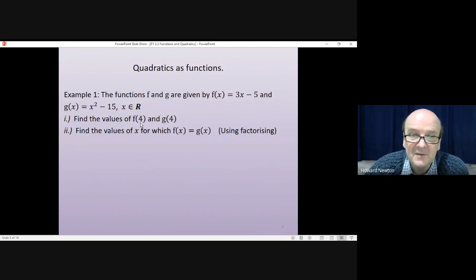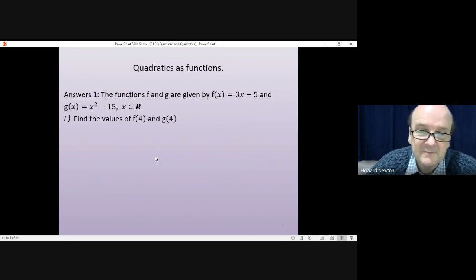First of all, find the values of f of 4 and g of 4, and then solve this equation, f of x equals g of x, and they suggest that you use factorizing to do that. Pause the video, have a go yourselves, then come back to me. Okay, we'll have a look at these together.